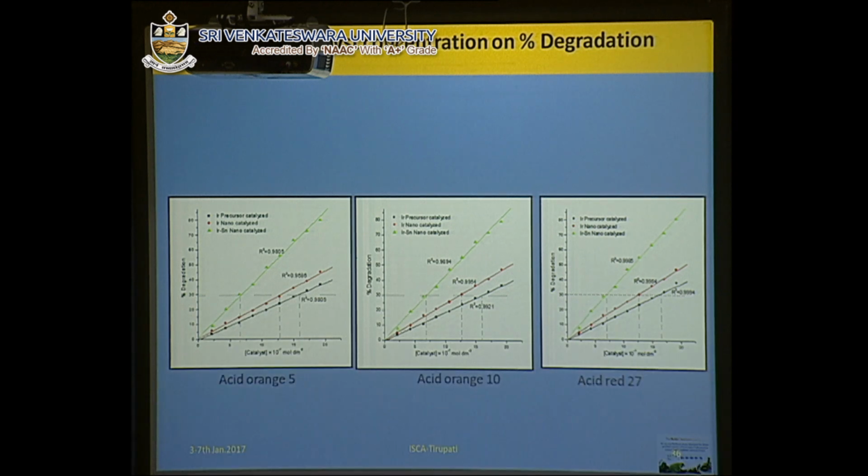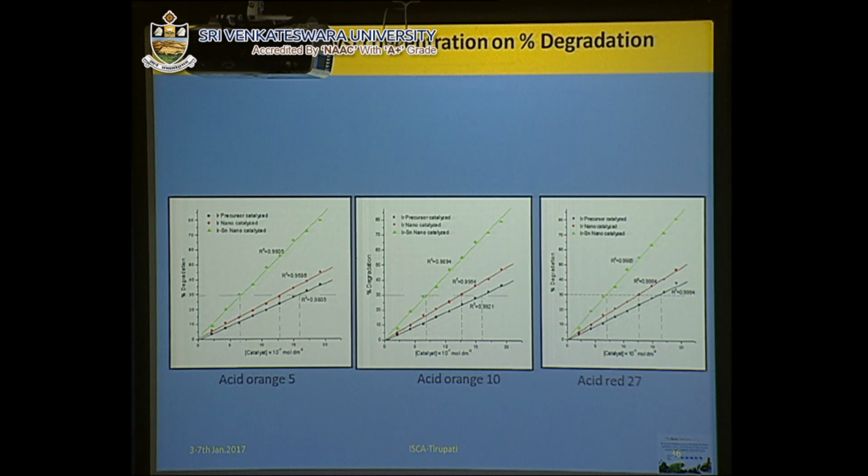So if we compare the percentage degradation of all these three dyes oxidation in presence of precursor, iridium trichloride, iridium nanocatalyst and iridium tin bimetallic nanoparticles, we found that the reaction rate is maximum in presence of bimetallic nanoparticles. That is, the bimetallic other metal has a synergistic effect on the reaction rate of the degradation.